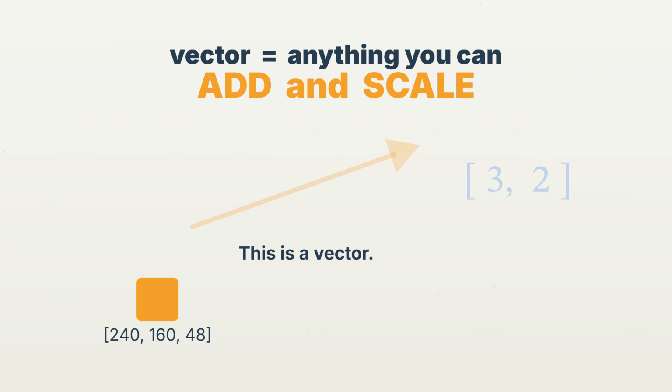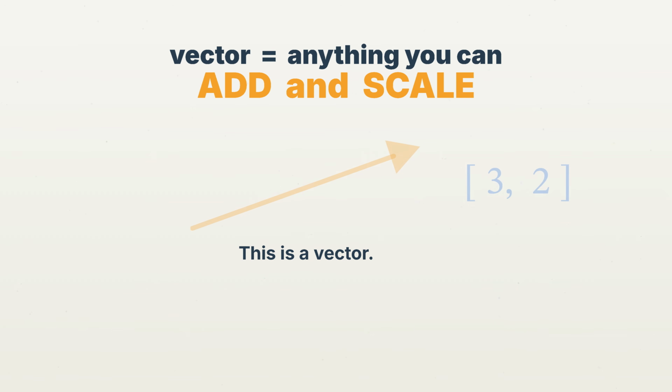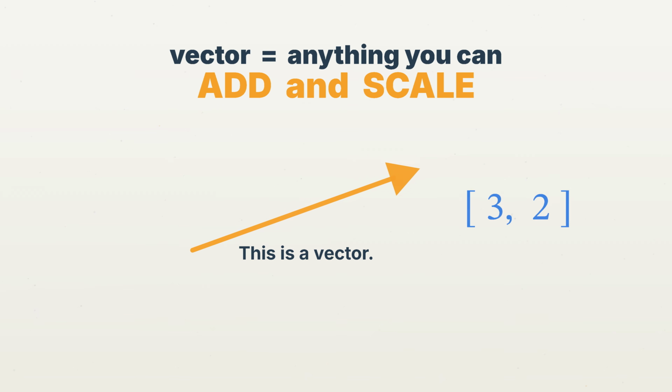It runs your video games, your photos, the AI finishing your sentences right now. Same idea, 3 costumes. Quick question, which one did your teacher start with? The arrow, the list, or the abstraction? Comments below. In the next 8 minutes, all 3 definitions collapse into one.